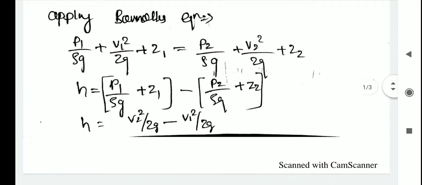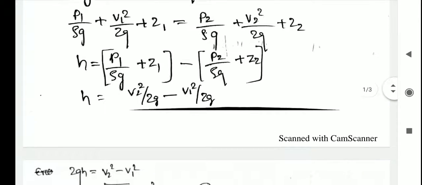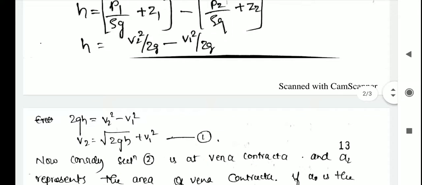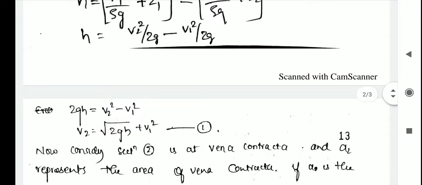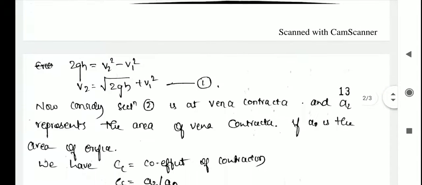So H is equal to V2 square by 2g minus V1 square by 2g. So 2gH is equal to V2 square minus V1 square. We want V2, so V2 is equal to the square root of 2gH plus V1 square. Put it as equation 1.